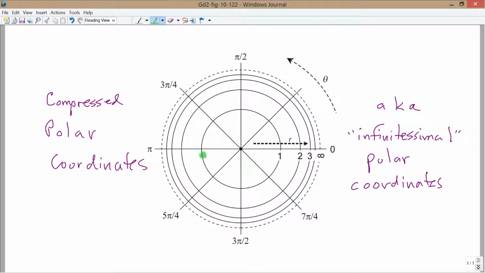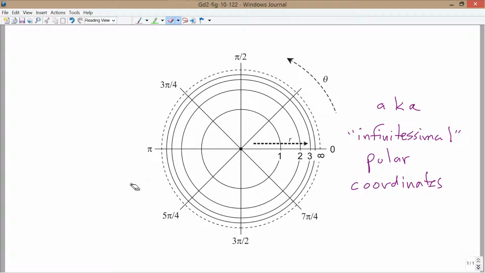So the only difference between this system, infinitesimal polar coordinates, and the conventional polar coordinate system is the compression of the radius in such a way that 1 is halfway between 0 and infinity, 2 is halfway between 1 and infinity, 3 is halfway between 2 and infinity, and so on, so that you never really get all the way to this dashed circle, which represents a radius equal to infinity. That's what that dashed circle represents.